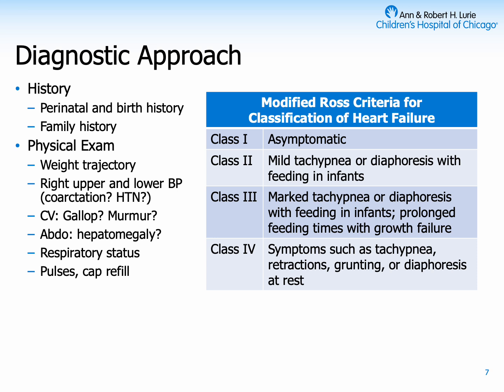In adult heart failure, patients are classified by severity using the New York Heart Association system, and in infants, we use the modified Ross criteria to classify the severity of symptoms. With class 1 being defined as asymptomatic, class 2, patients have mild tachypnea or shortness of breath with feeding. Class 3 symptoms include marked tachypnea with feeding and growth failure, and class 4 symptoms include respiratory distress at rest.